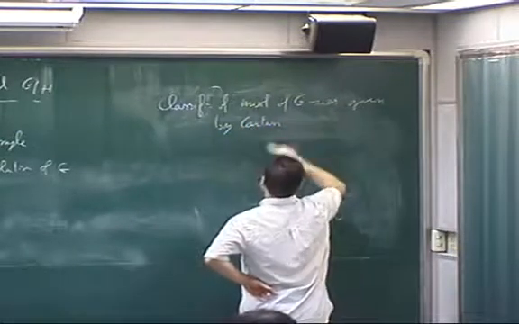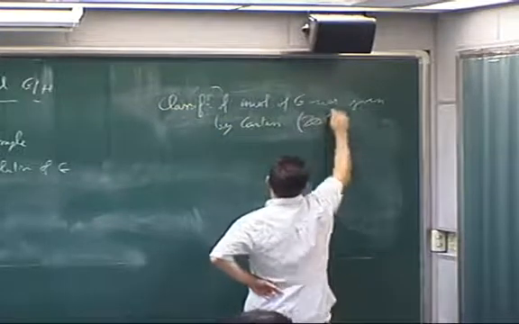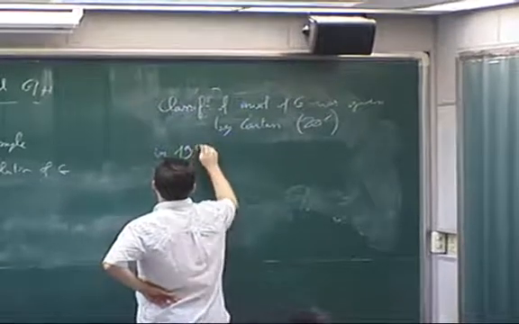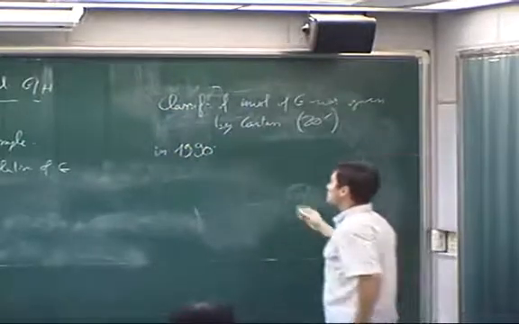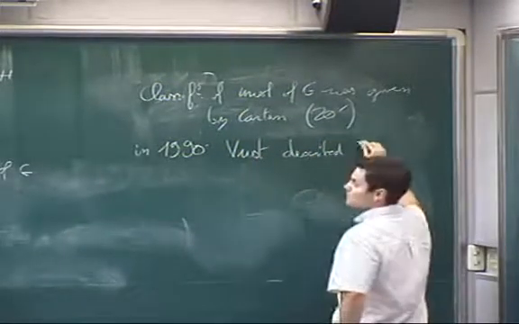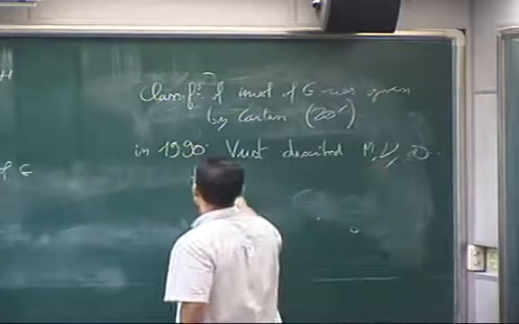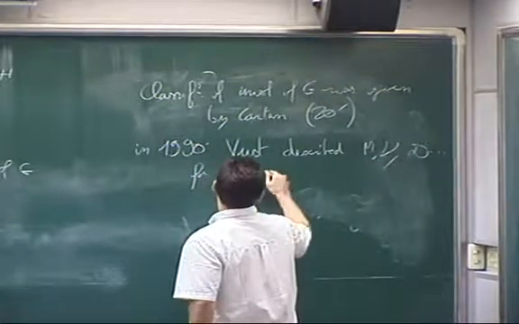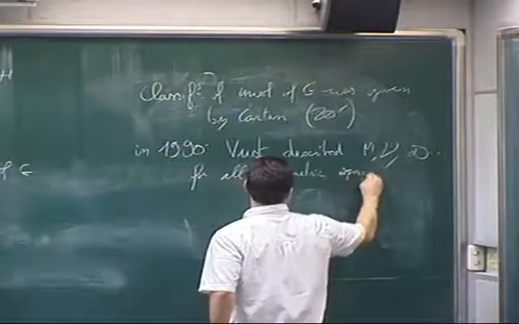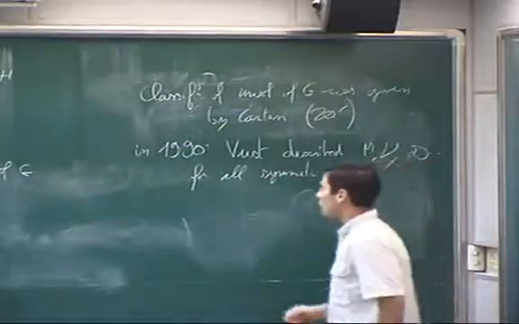So almost 100 years ago, in the 20s, and in 1990, Wüst described the M, nu, and the colors for all symmetric spaces, so symmetric G mod H. So let me try to explain very quickly how to describe this.